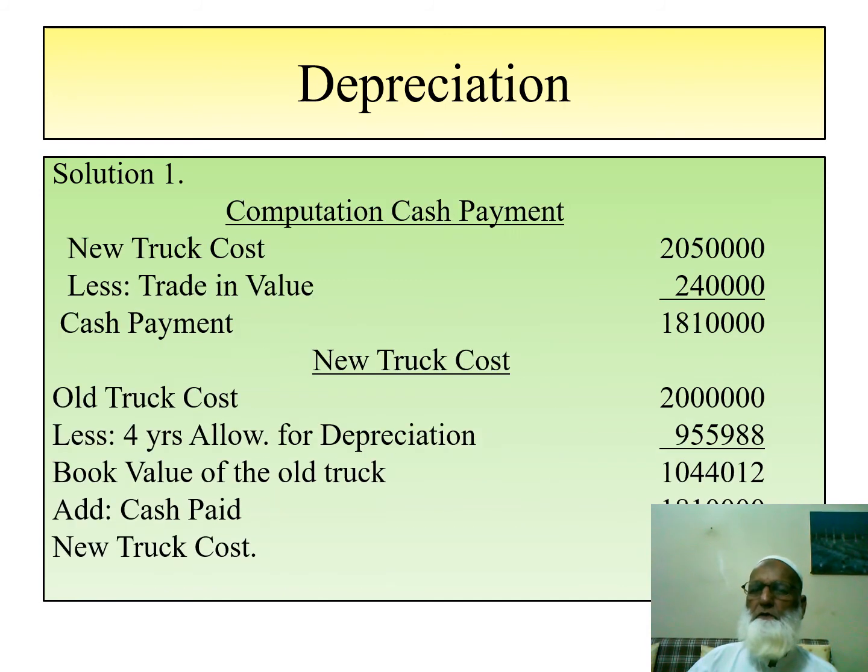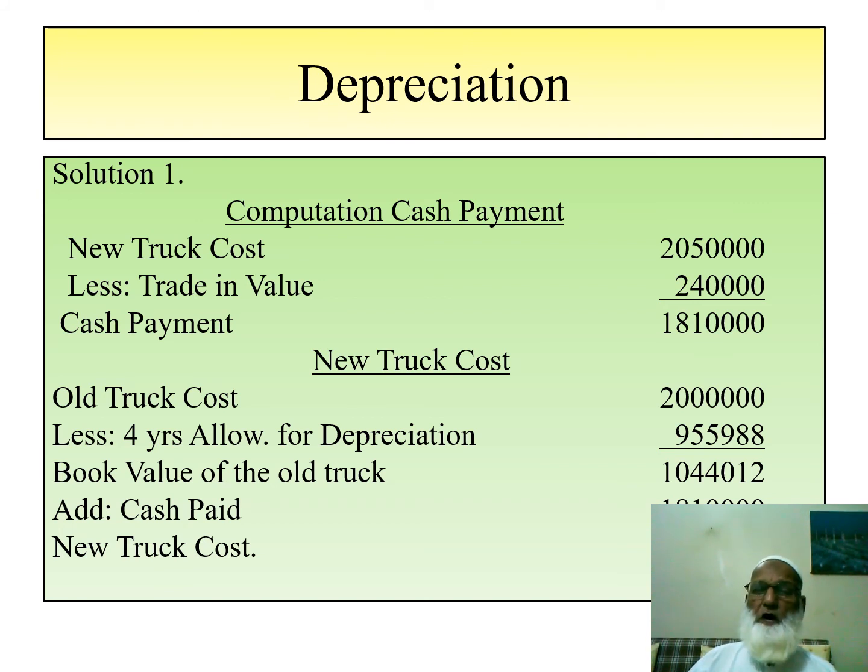Now, computation: how much cash we have to pay. New truck cost is 250,000, less trade-in value of 240,000. This is what the dealer has allowed us. So cash to be paid is the figure given over there.